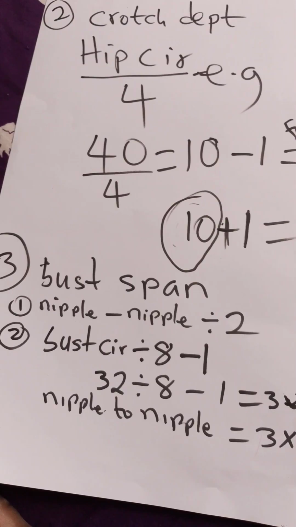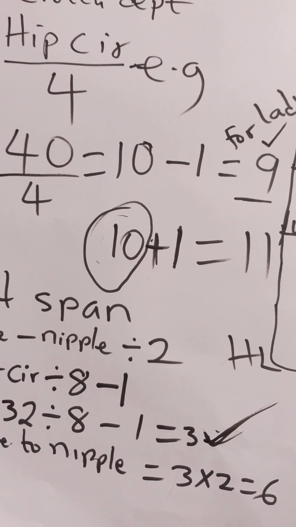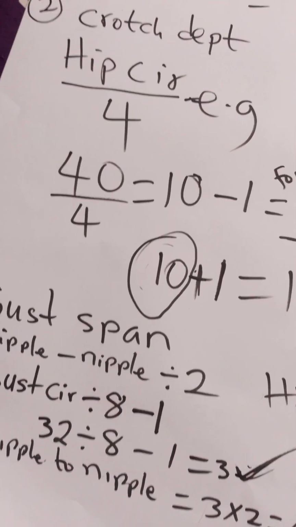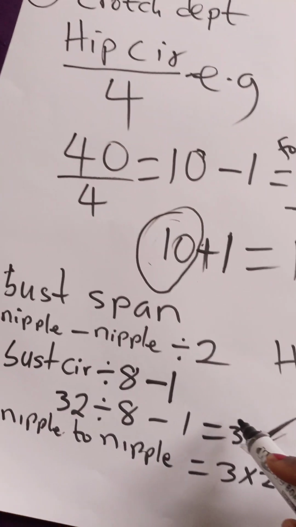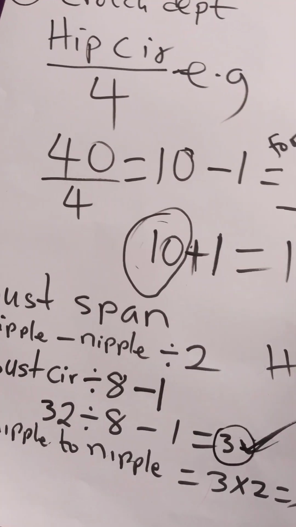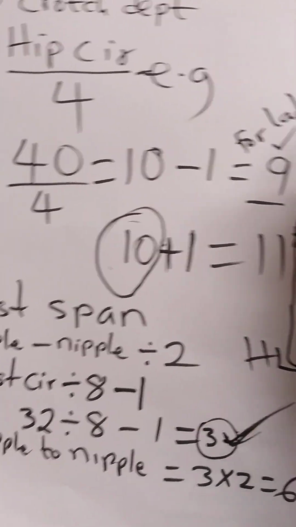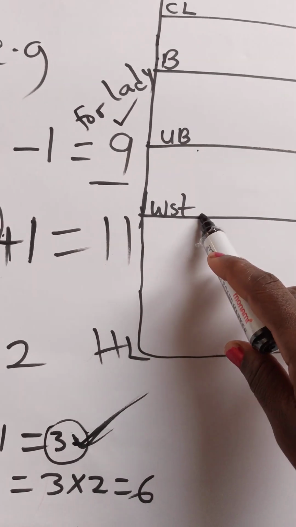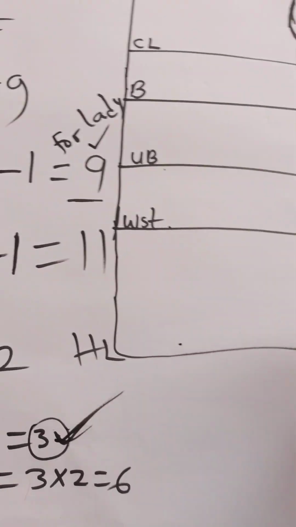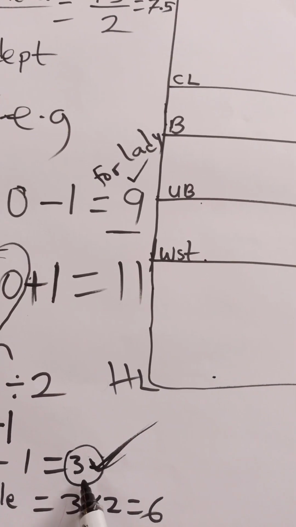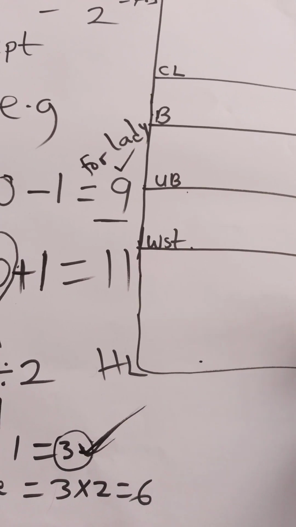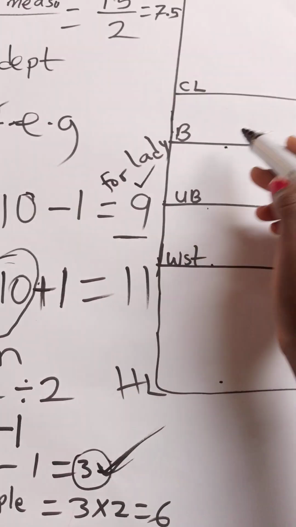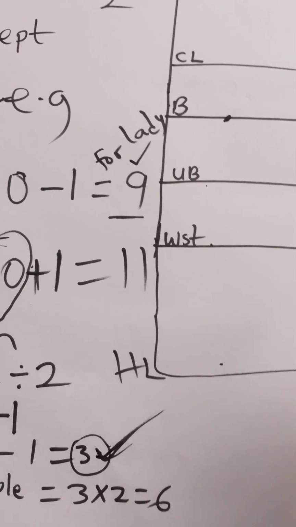So I'd like to explain again, using this measurement, my bust span 3, on how to fix that on clothes. Here is my bust point. Here is under bust. Here is waistline. Here is my hip line. So if I'm having a bust span of 3, all I need to do is this. I'll measure from here to here 3, wherever it is, from here to here 3.